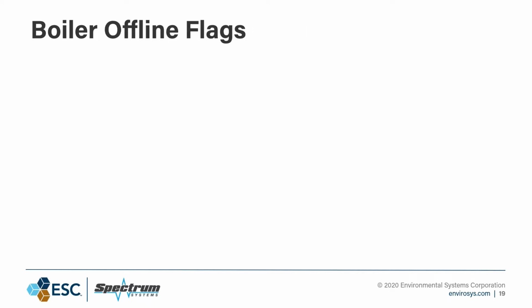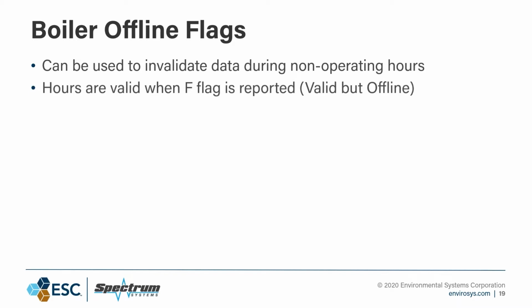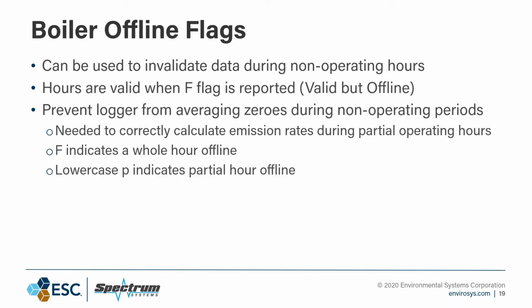Boiler offline flags can be used to validate data during non-operating hours. Hours are valid when the F flag is reported, but offline. It prevents the logger from averaging zeros during non-operating periods, which is needed to correctly calculate emission rates during partial operating hours. The uppercase F indicates a whole hour offline, lowercase p indicates a partial offline.